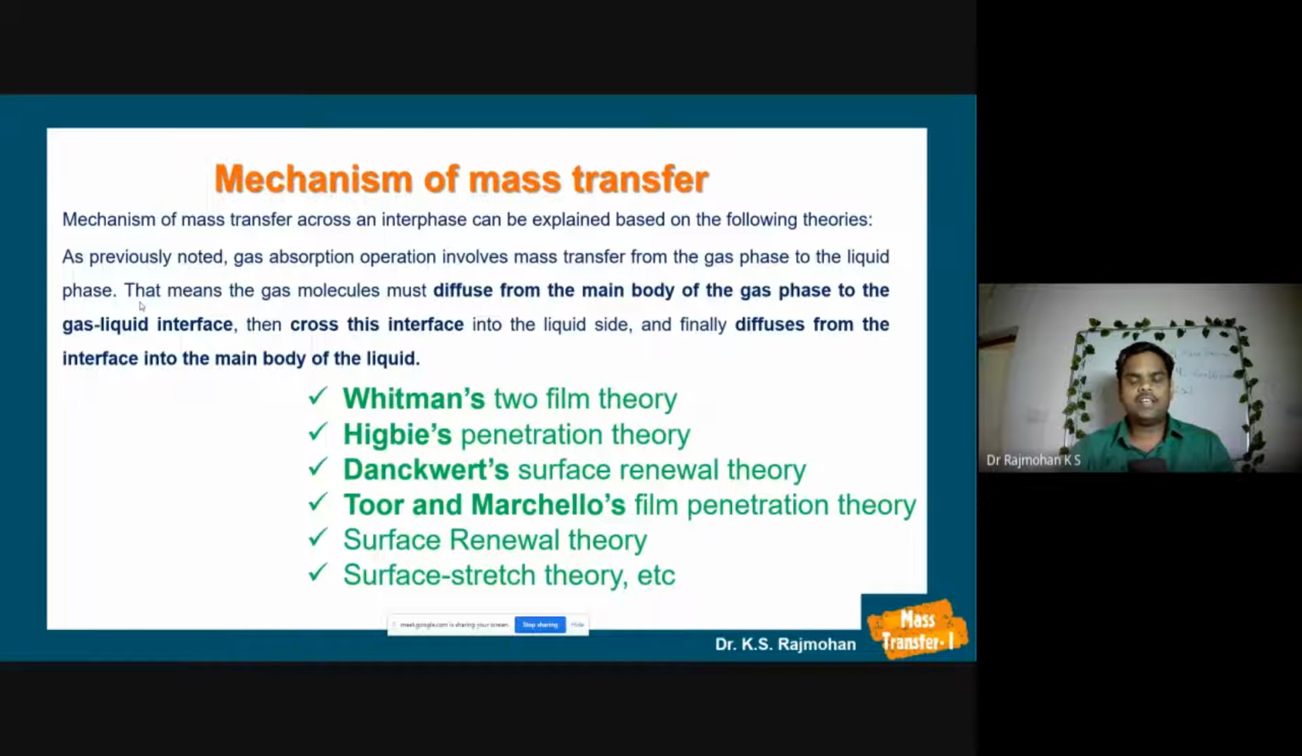If you look at the mechanism of mass transfer, we have moved from molecular diffusion to convective mass transfer. In molecular diffusion, the mechanism is well established. We have seen how diffusion takes place in gas phase, liquid phase, and in solids, and how Knudsen diffusivity takes place at small pores. Now we are moving on to convective mass transfer.